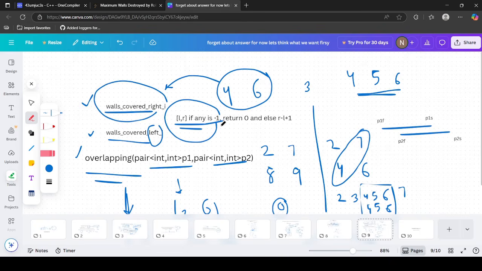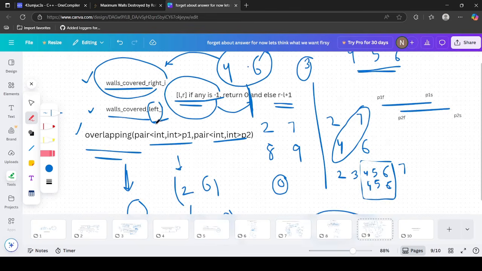So if any of this is -1, it is simply 0 because this is not useful for destroying any walls. If that is not the case, then it is simply the count. So for 4 to 6, what are the walls affected? It is 6 minus 4 plus 1, which is 3. Similarly, the same is the case with left. So we got both of these.